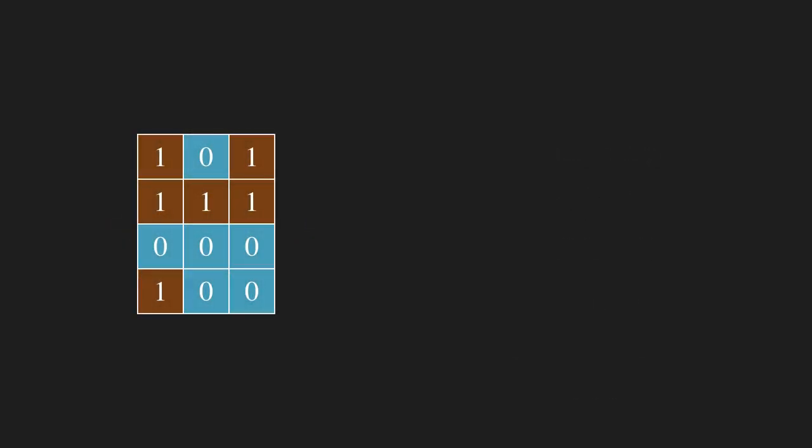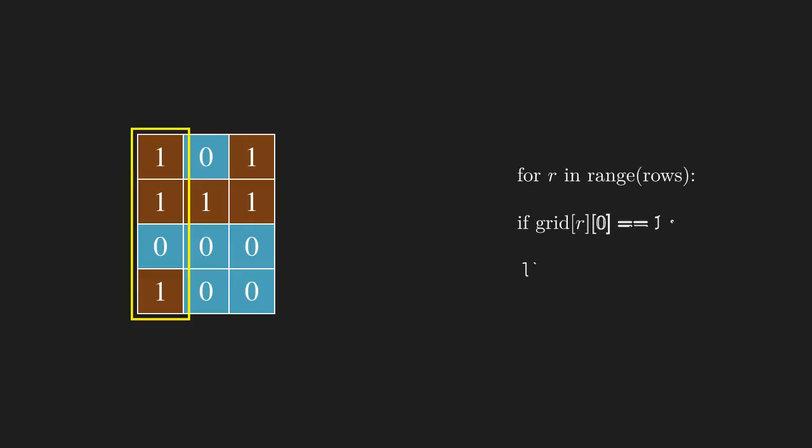The left boundary consists of coordinates R, 0 for every row index R from 0 through rows minus 1. For each such coordinate, the code checks whether grid of R, 0 equals 1. When the condition is true, calling DFS of R, 0 sinks that cell and every land cell connected to it.